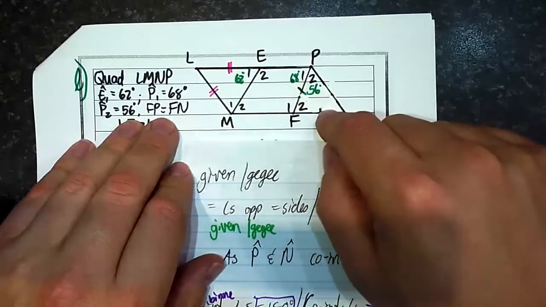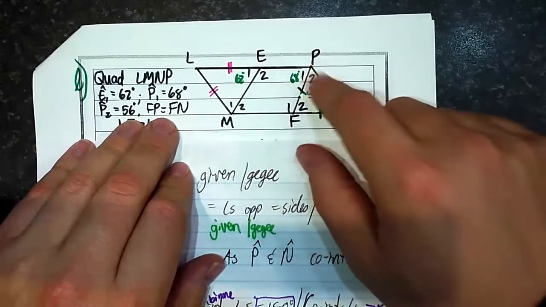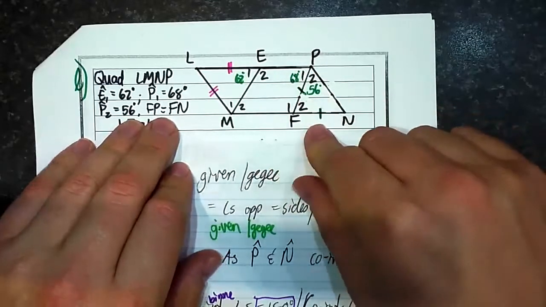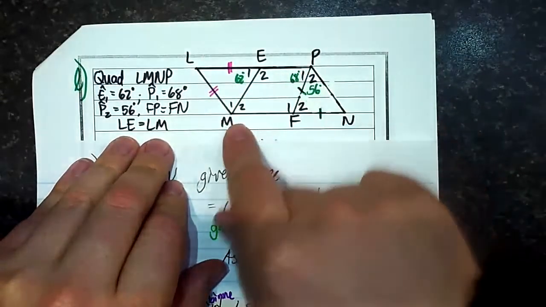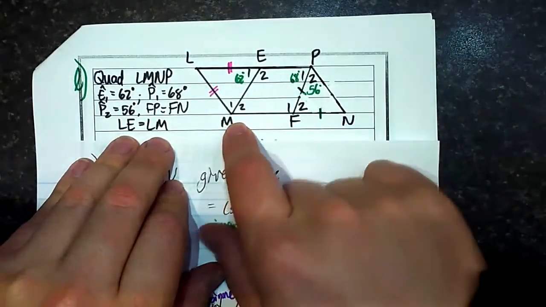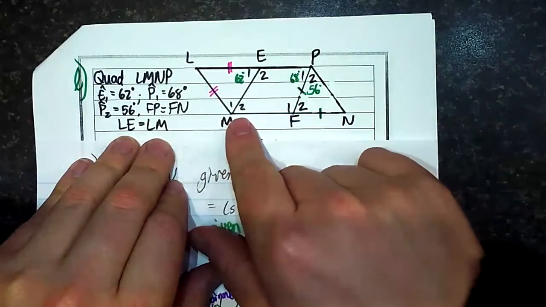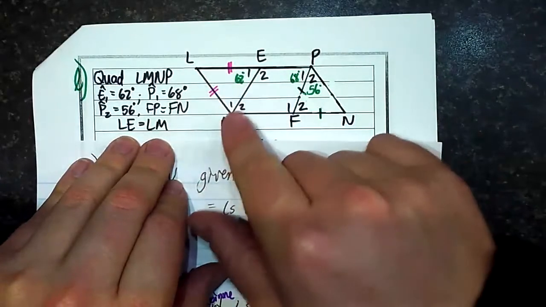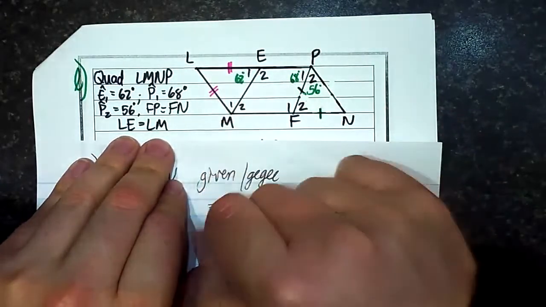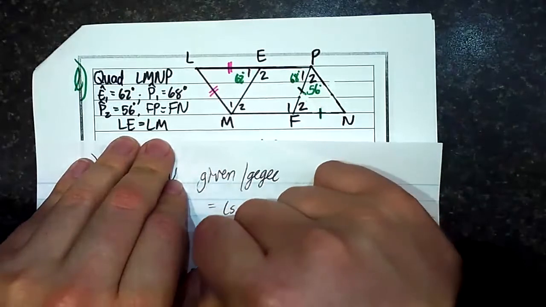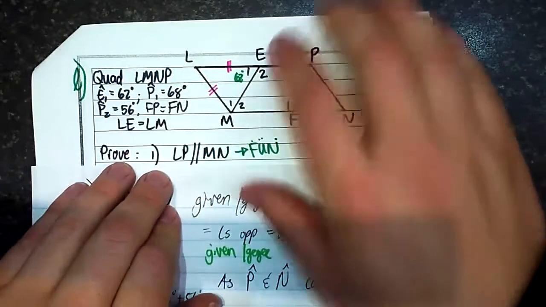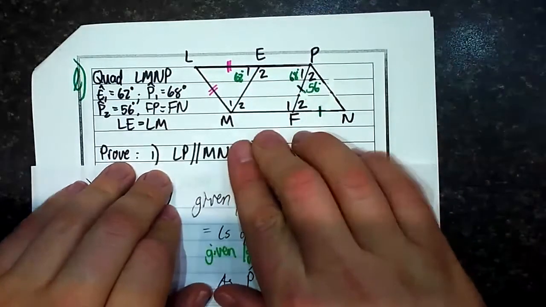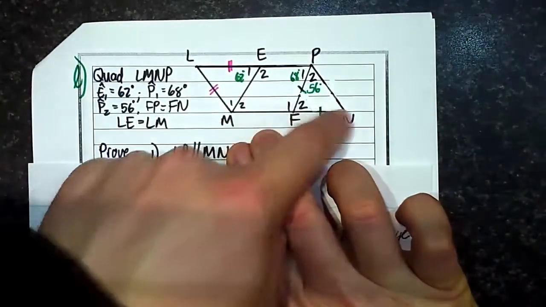Very important because we're going to know that certain angles are also equal, right? And then LE and LM are also equal. Yet again, we're going to know something about two interior angles that are opposite equal sides. All right. So let's see what the question asks. Okay. Prove that LP and MN are parallel.